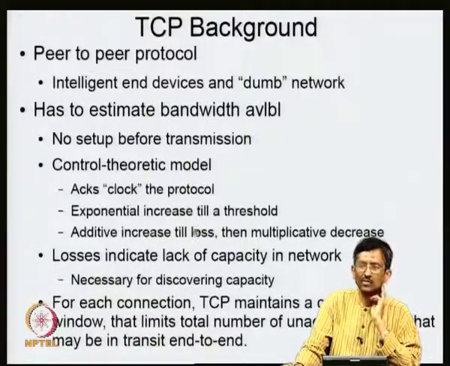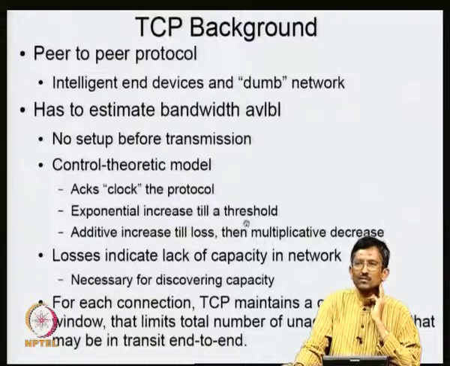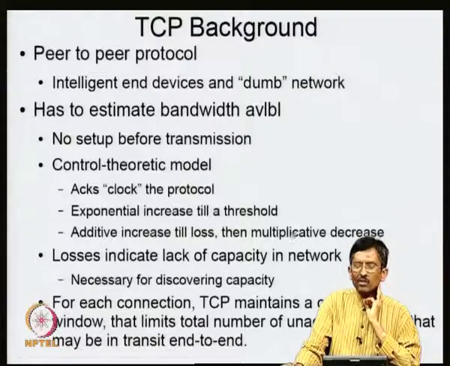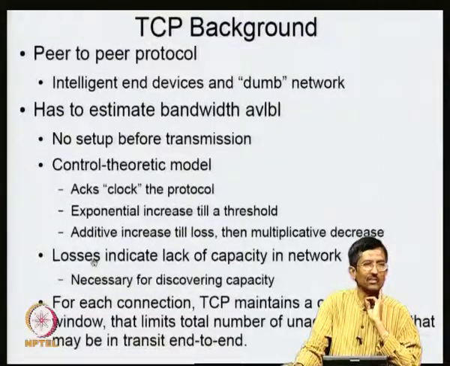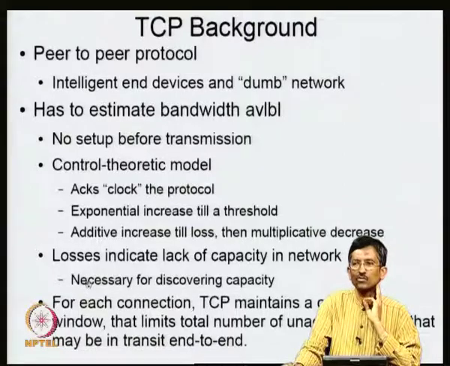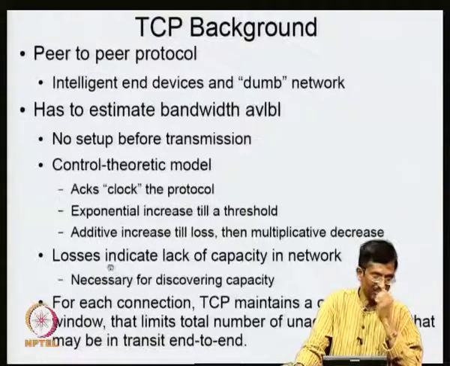Now, once you hit the loss, the idea is to cut back, you sort of back off from the network, and that is where what is called multiplicative decrease happens. Okay. One important thing about TCP is that the losses indicate lack of capacity in the network. It is a very critical function. It is not some optional thing. Without losses, you can't figure out how much bandwidth is there. So, it is part of the network protocol. Okay. It is not something that can be dispensed with.